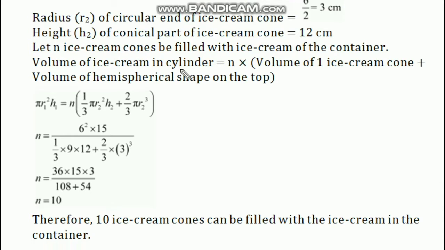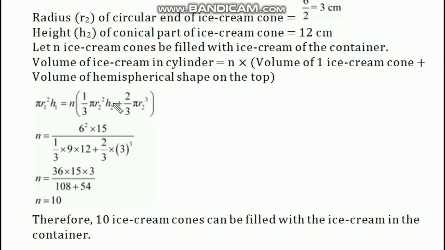So we know that the volume of ice cream in the cylinder is equal to n into the volume of one ice cream cone plus the volume of the hemispherical shape on the top. As already discussed, the ice cream looks like a hemisphere surmounted on a cone. The volume of the cylinder is pi r square h, equal to n into the volume of one ice cream: 1 by 3 pi r2 square h2 plus 2 by 3 pi r2 cube.